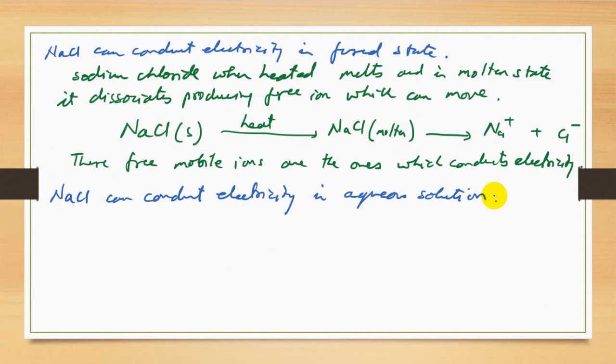Okay, why does it conduct? We have to write down that now. Here what happens? You're dissolving in water. So in water it forms a solution. And in solution also it dissociates. Why it dissociates? Because of water only. Water is a polar solvent. So polar solvent means it has charges. So because of those charges, they can dissociate.